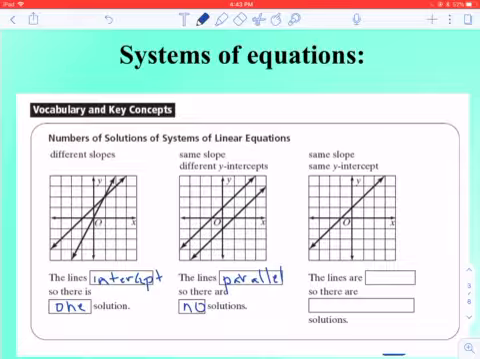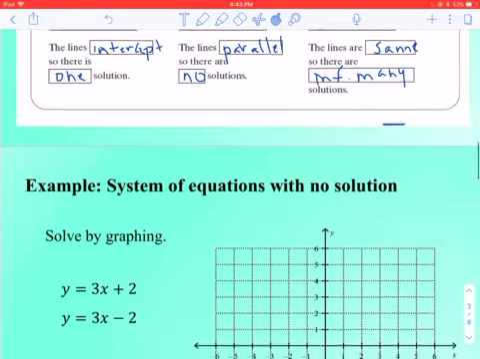The last one shows one line. That's because it is actually two lines that have the same slope and the same y-intercept. So the lines are basically the same, and that means there are infinitely many solutions. Okay, so we're going to graph some examples.